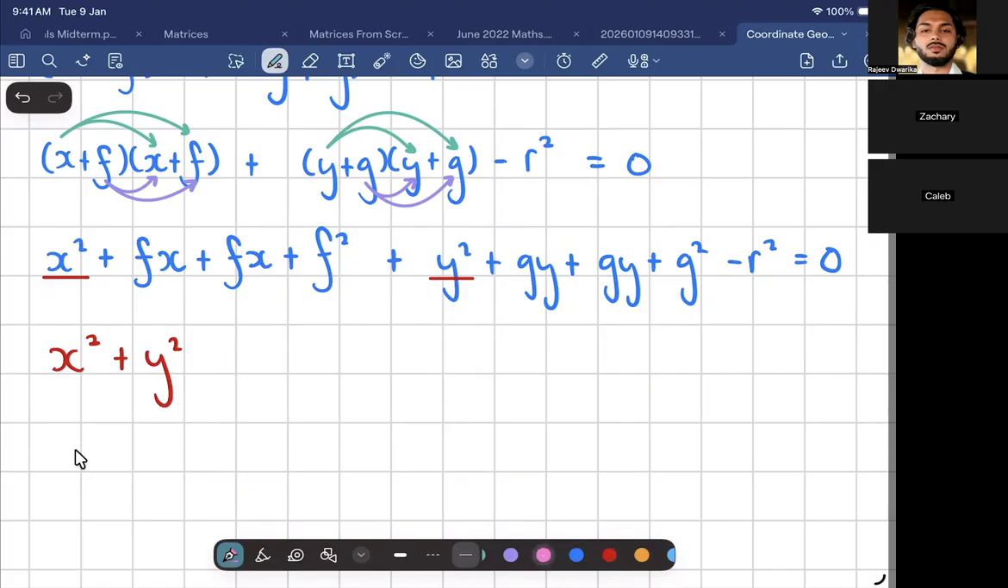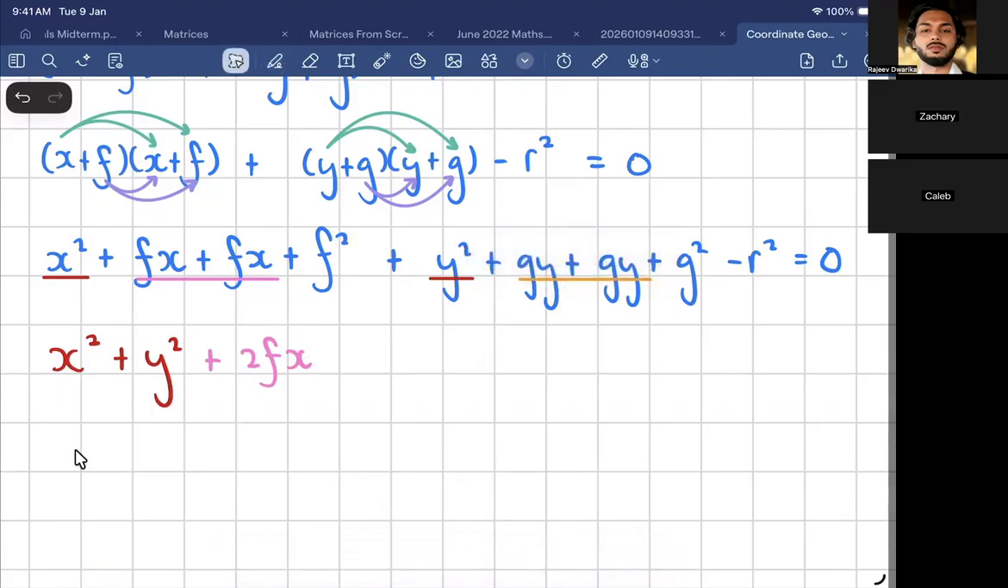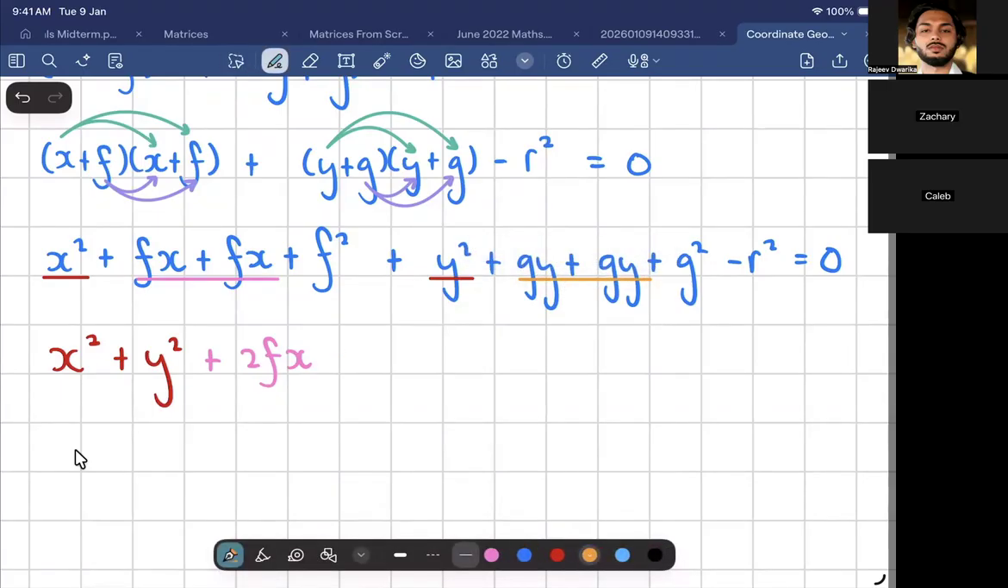Anybody seeing any like terms? So fx and gy. Yeah. If I were to ask you how many fx you're seeing, what would you tell me? 2, right? That's simple. 2fx. And over here, how many gy's are you seeing? 2, right? 2gy. It's starting to look like the general form, right?